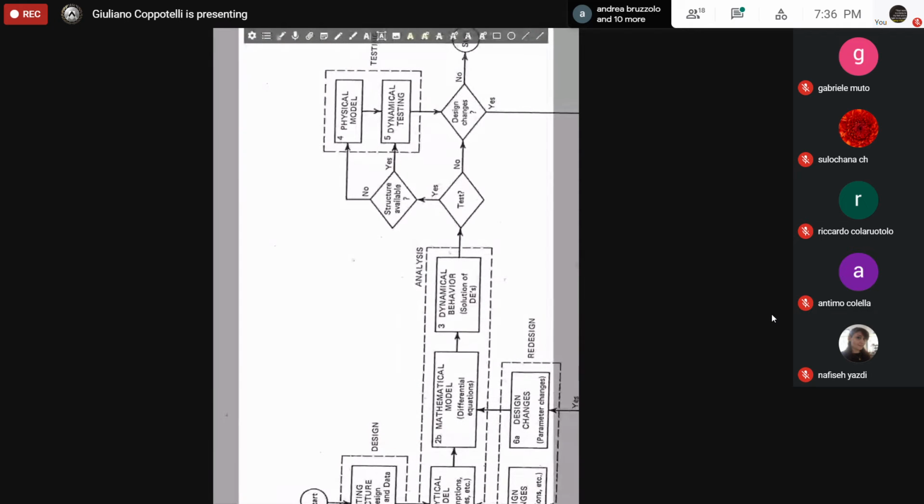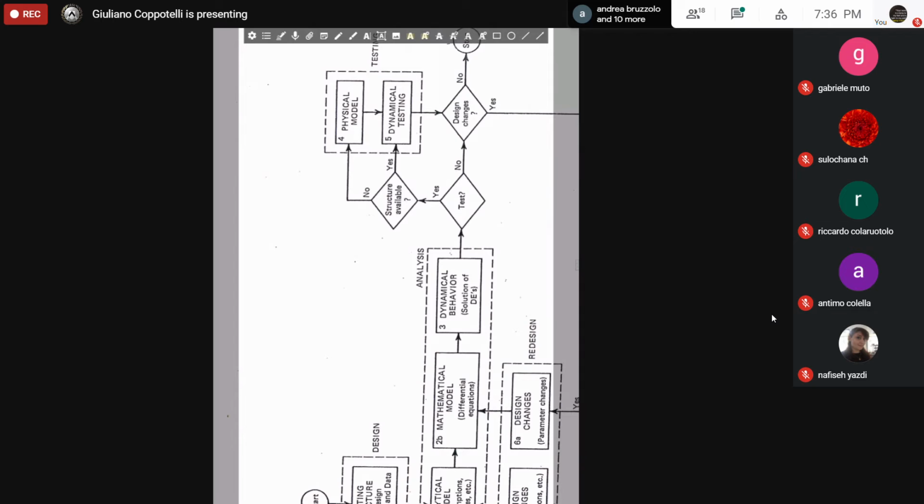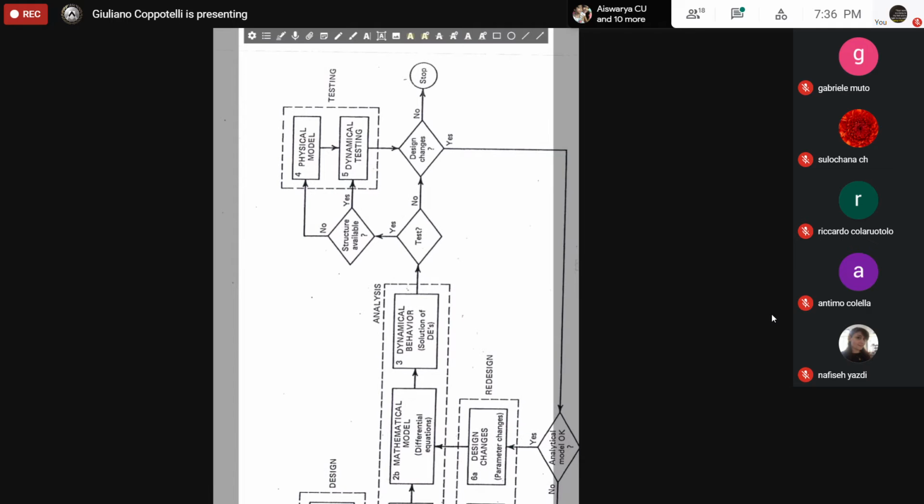Once we have the structure and the analysis is done, if the answer to the test question is yes, then of course we first have to introduce your physical model, your mock-up, whatever structure you made. Then we go through dynamical testing. If that dynamical testing tells you that the estimates of the modal parameters, as I said before, are the same as those predicted by your numerical analysis, then you are very happy.